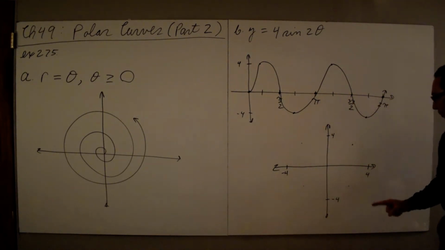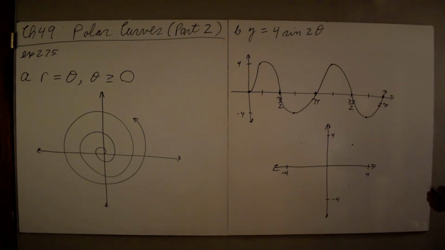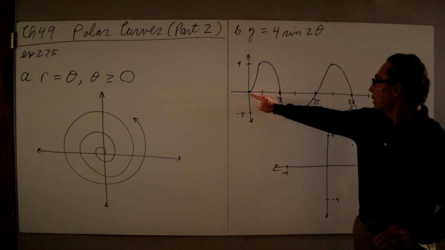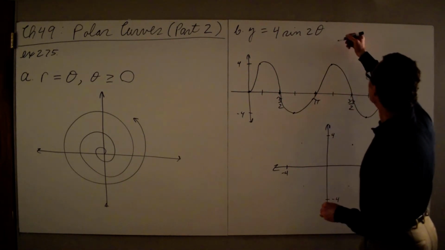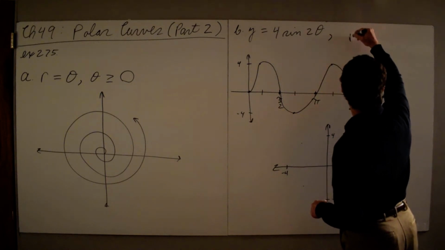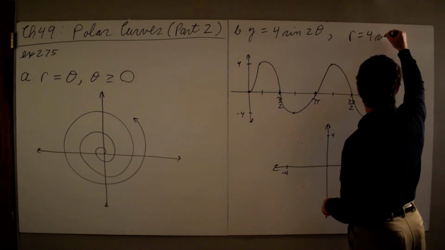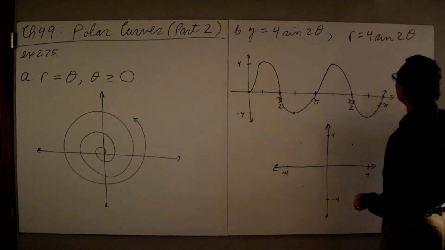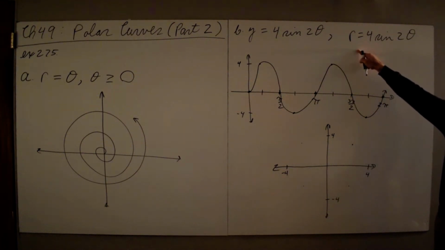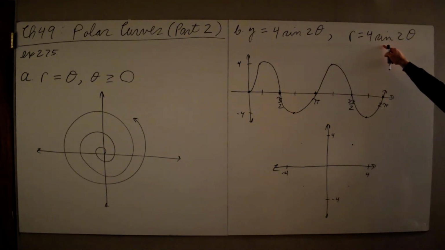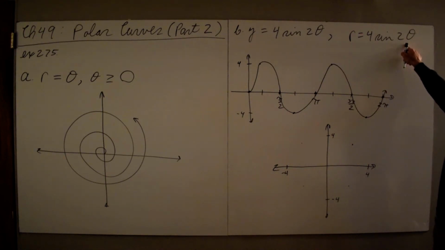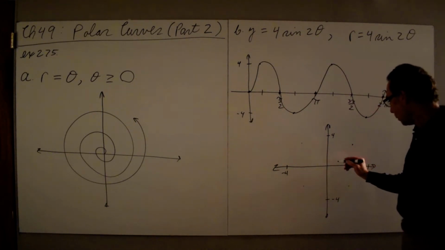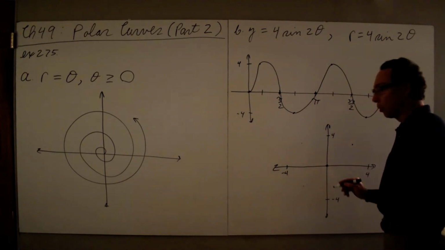Now, here, we're going to draw the graph in polar coordinates. When theta is 0, r is 0. I should say, we want this to be r equals 4 sine 2 theta. This is our polar curve. This is really what we want it to be. So r is 4 sine 2 theta. So when theta is 0, r is 0. So we start right here at the point 0, 0 in polar coordinates.